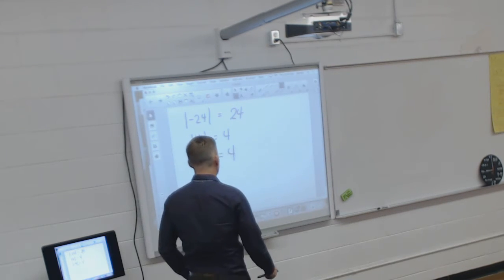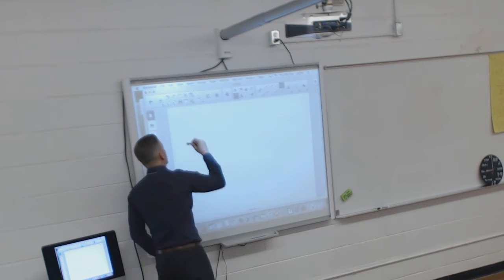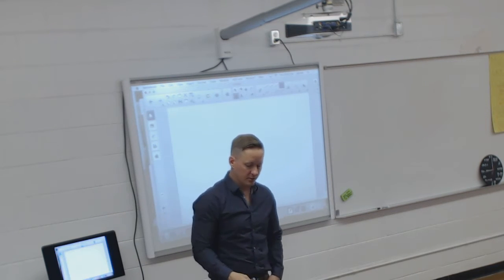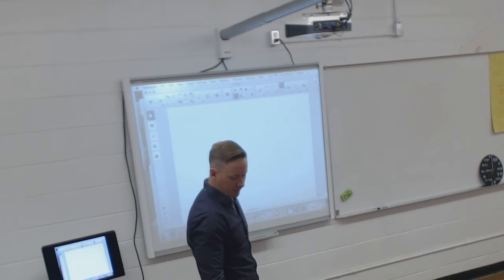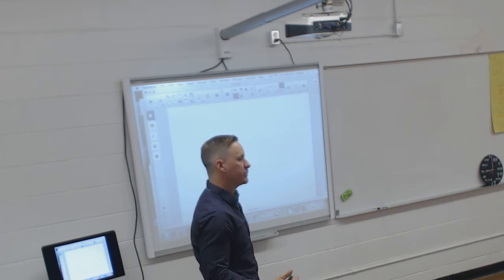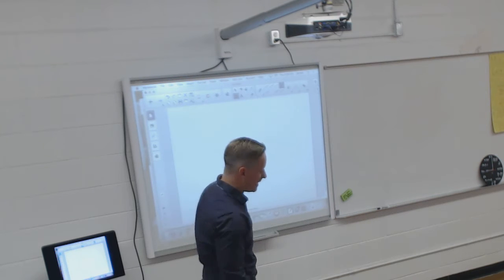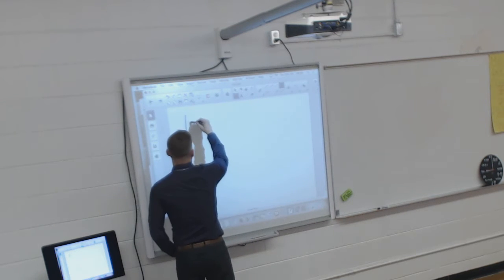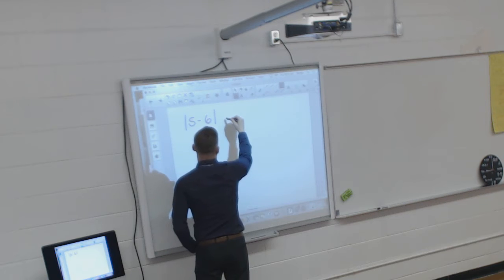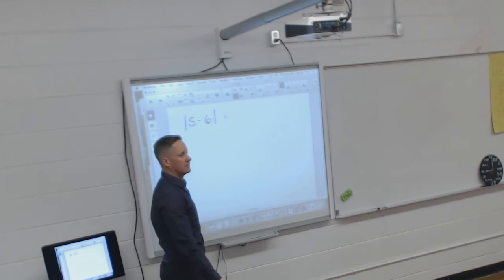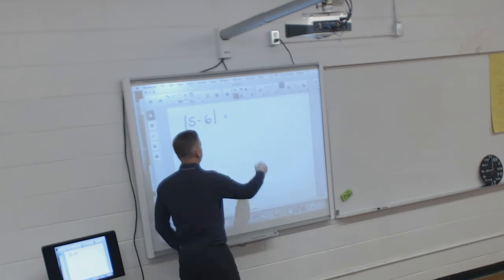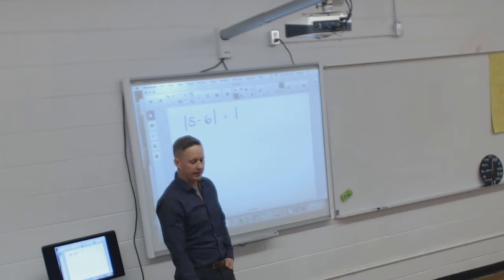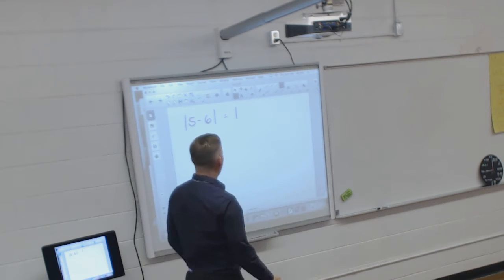The concept of absolute value is simple. It's when we have to use it to solve that we need to know when to use it and the order in which we use the absolute value. So for example, what was the absolute value of 5 minus 6? 1. Pretty straightforward, right?